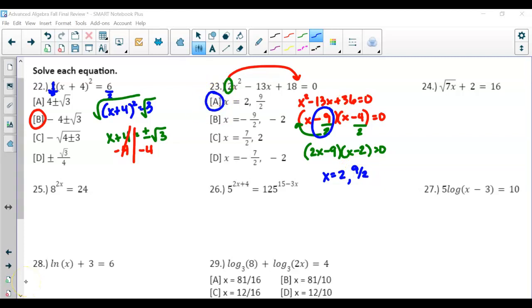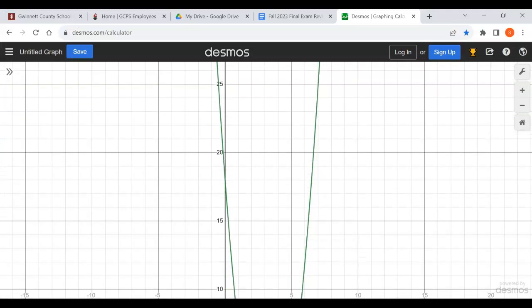Now you could also graph this in Desmos, right? Because remember, where the graph crosses, that's your solutions, the x-intercepts. So if you were to graph this in Desmos, here it is.